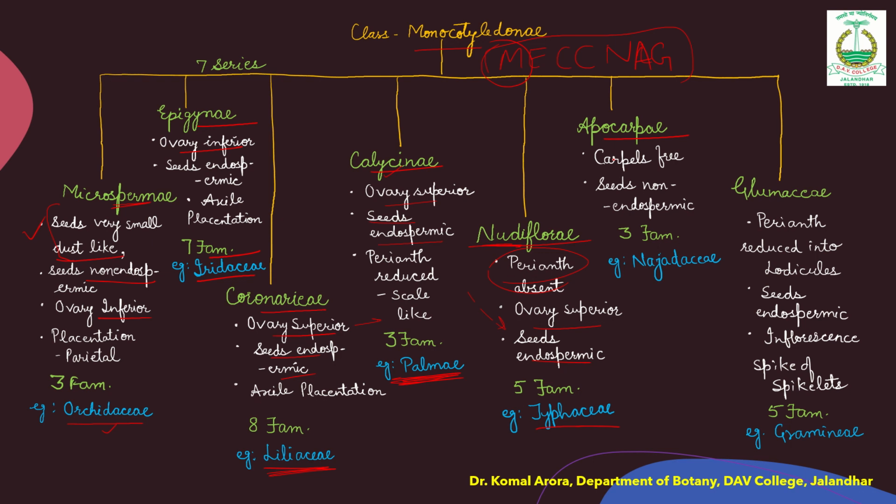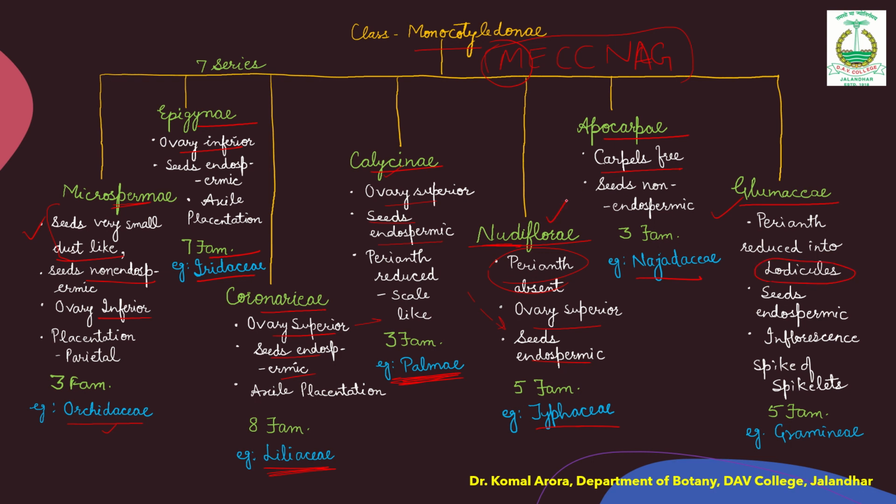Apocarpae. Apocarpous condition means there are many carpels but they are free. And here the example is Najadaceae. And Glumaceae, this is the last series and this is a very, very elaborate family, which in most of the areas is the most dominant family found growing. It includes grasses. So here the perianth is reduced to lodicules.